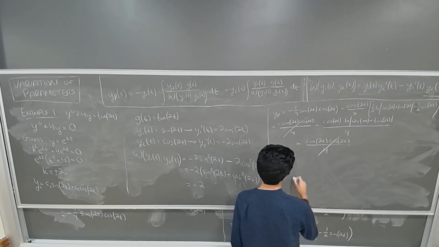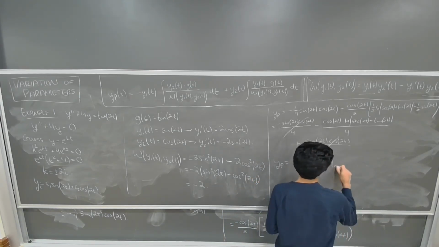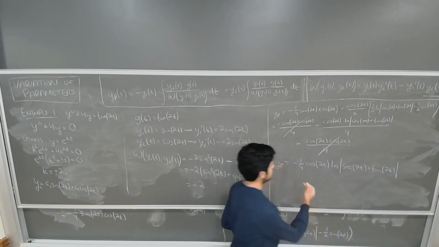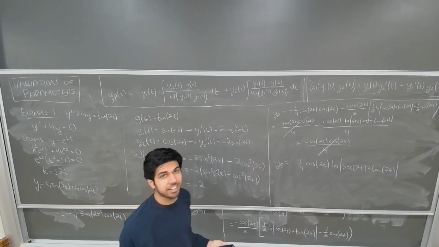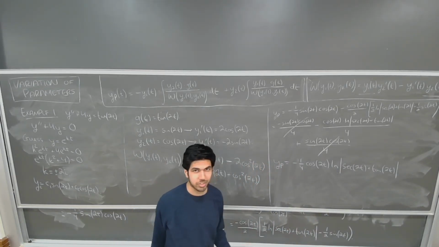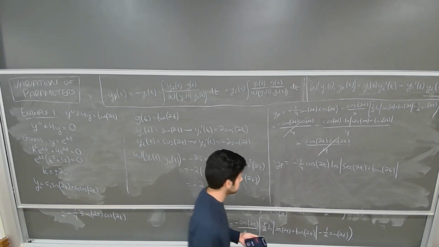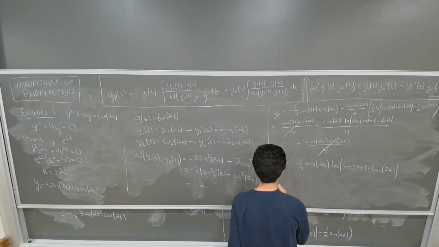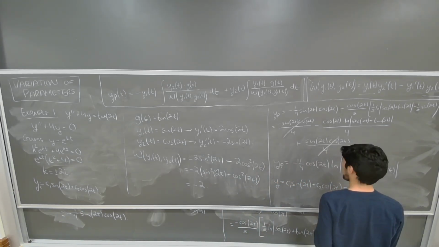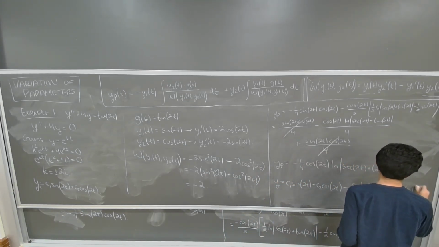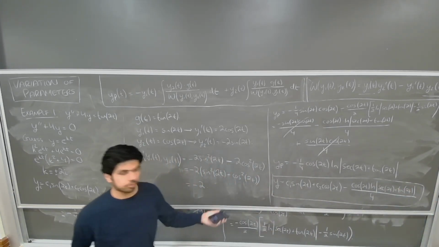So our particular solution is as follows. Finally, to get our overall solution, we take the sum of our complementary solution with our particular solution, and we get our final answer.